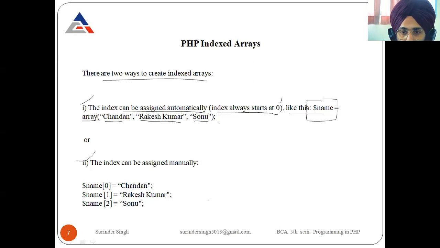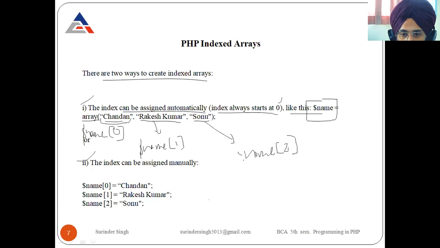These are the three names we are passing. The first value is automatically assigned to index 0, like the array name is name, having the assign sign. The second value is automatically assigned to index 1, name, and this is Sonu, and it is automatically assigned to index 2.